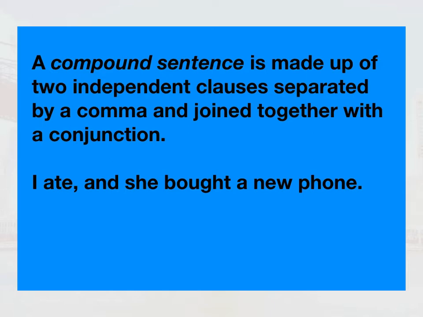Each of those independent clauses is a complete sentence, but we've combined them into one, a compound sentence, using the conjunction and. Now the conjunctions that we use in these cases you can remember through an acronym, FANBOYS. So they are for, and, nor, but, or, yet, and so.